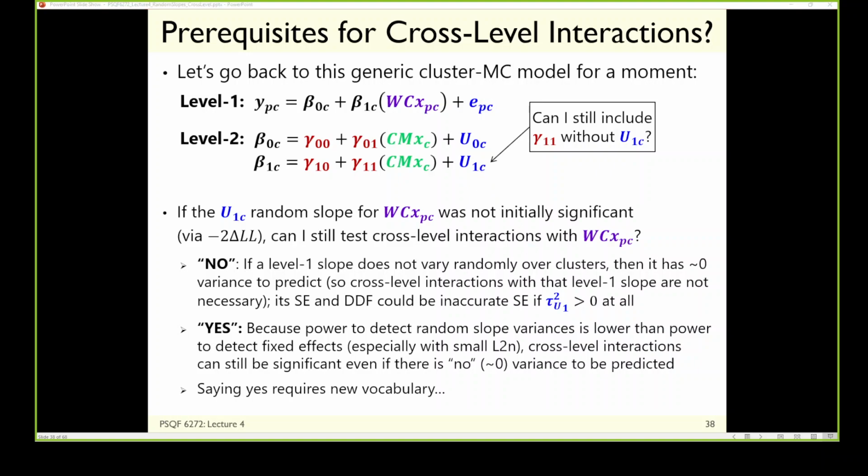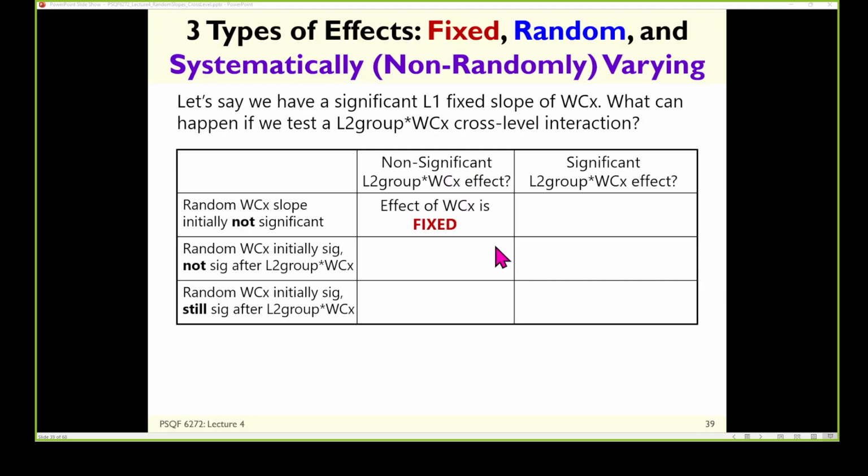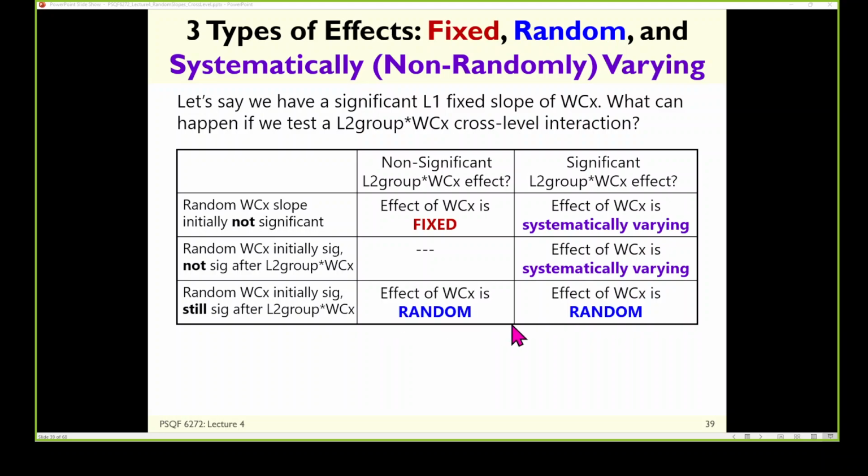Question from the Zoomers, wouldn't it depend on what you were looking for? Potentially, yes, but if you're putting a parameter in the model, it's because you want it to be there, in most cases. Unless you want to prove someone wrong or something, but that's a different aim. So in that scenario, it's systematically varying as well, because the random slope is gone. It's been explained. If the random slope was there, and it sticks around after you add cross-level interactions, then we would just call it random.